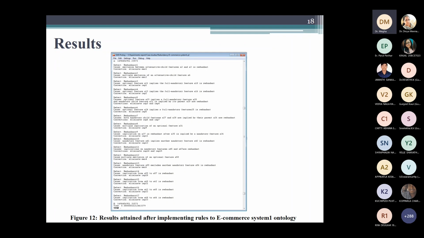Now we can see that the cause and correction are given in natural language, in English itself. So it is very easy for anyone, or we can say the developer, to understand it. Accordingly, the developer can take action to resolve these defects, so as to attain defect-free valid software products from the product line. So these are the results which were attained after applying the rules to the e-commerce system 1 ontology.